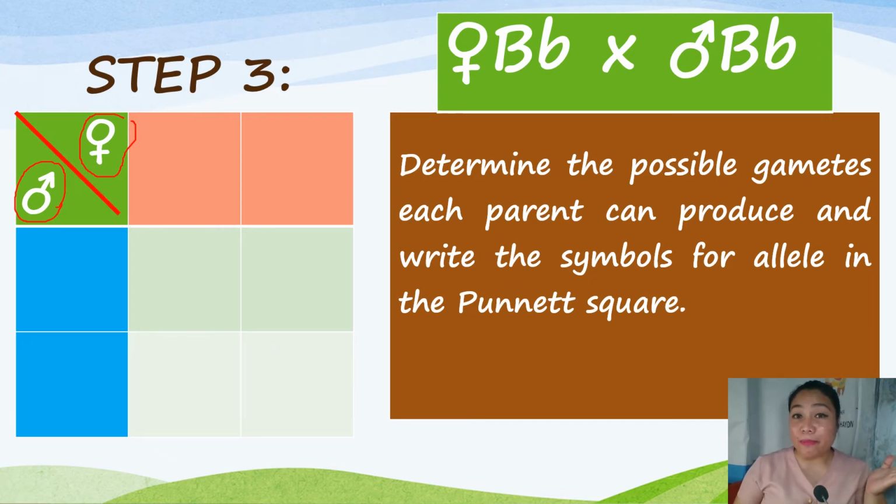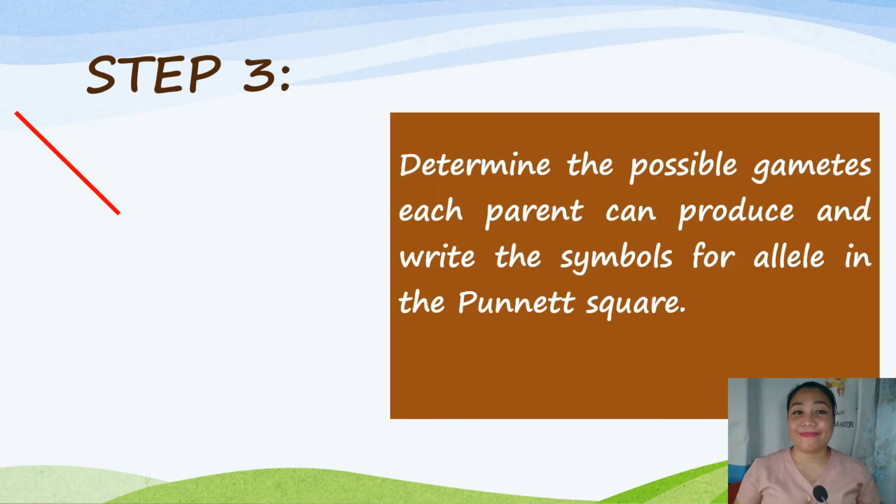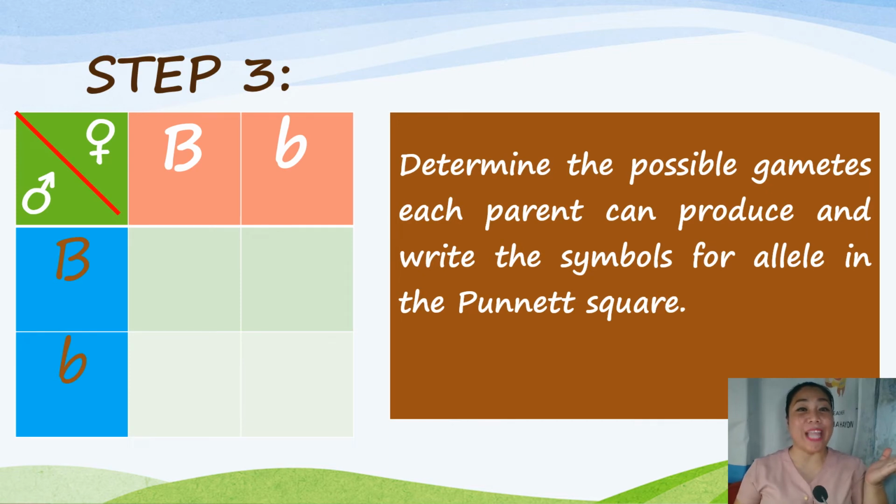Now, what are the possible gametes for the mother and the father? That is a great job! The mother has an allele for the black and an allele for the brown. Likewise, the father has also the allele for the black and the allele for the brown. So we have now our step number 3.